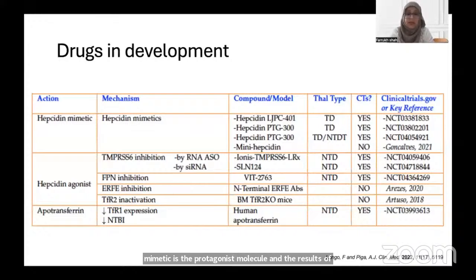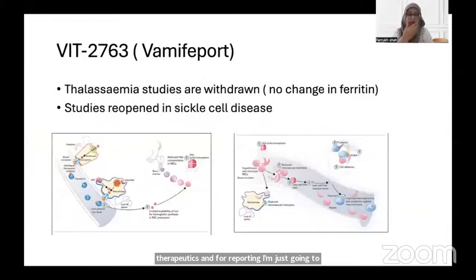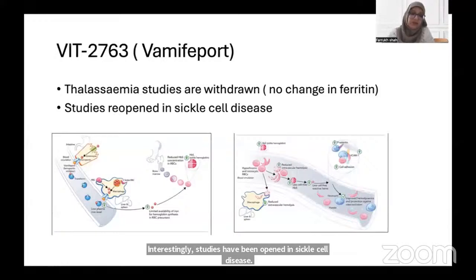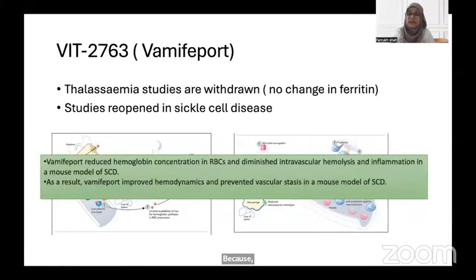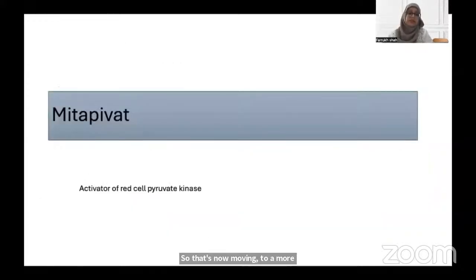TMPRSS6 is being investigated by Ionis and Silence Therapeutics, and ferroportin I'm just going to mention very briefly. Ferroportin or vamifeport, the thalassemia studies have been withdrawn because there's no change in the ferritin, but interestingly, studies have been opened in sickle cell disease because vamifeport appears to show a significant reduction in hemolysis and inflammation in the mouse model of sickle, and therefore improves hemodynamics and prevents vascular stasis in the mouse model. So that's now moving to a more rigorous level of investigation.